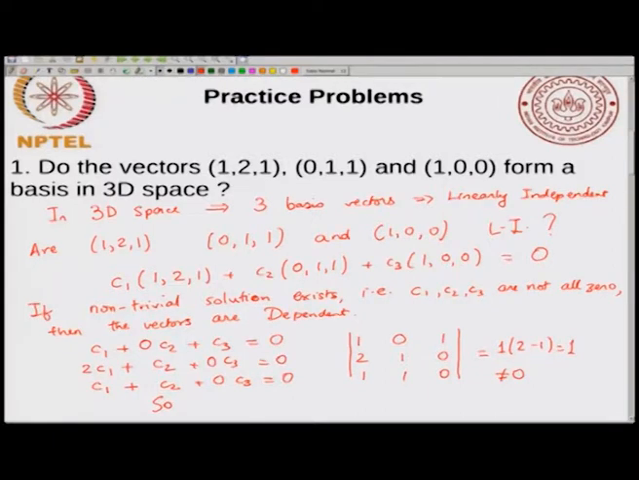So that would mean the vectors are linearly independent, and they form a basis.